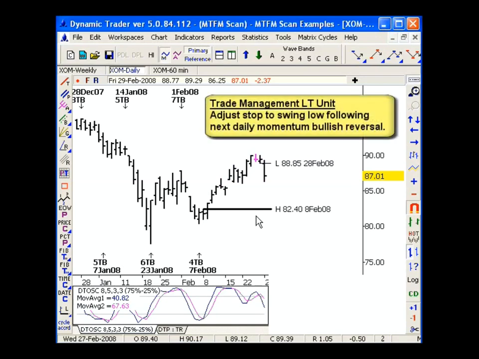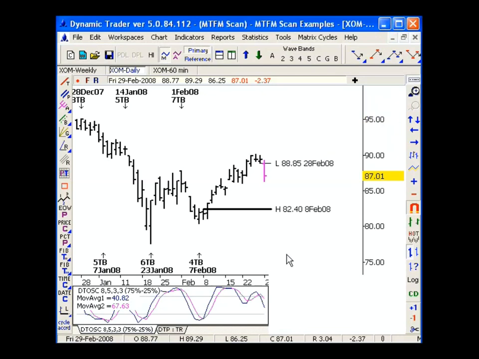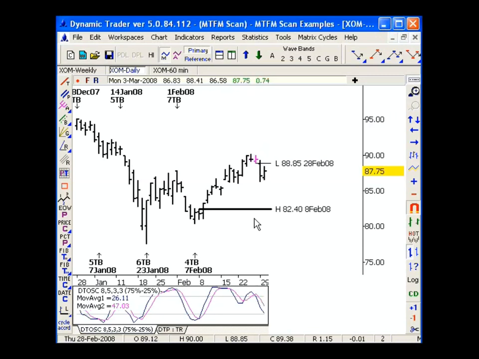My strategy would be, and it's similar to what I've taught you in the other examples and in some of the strategies in the book, following the next daily momentum bullish reversal. Then I'll adjust the stop up to whatever low is made before that bullish reversal. So let's add some more data. And this is another example of how we keep the stop fairly far from the market until we have new conditions that would indicate we should adjust the stop.